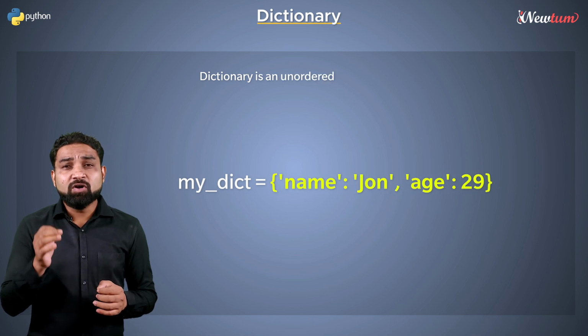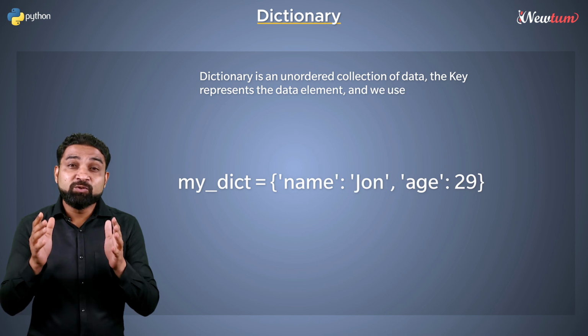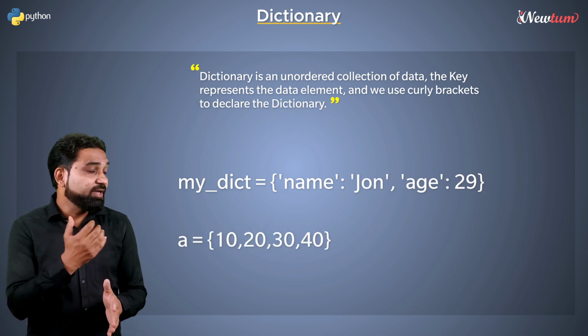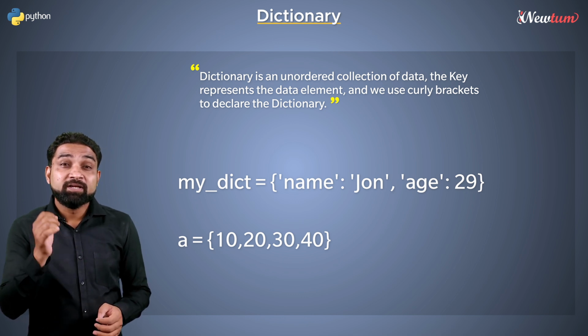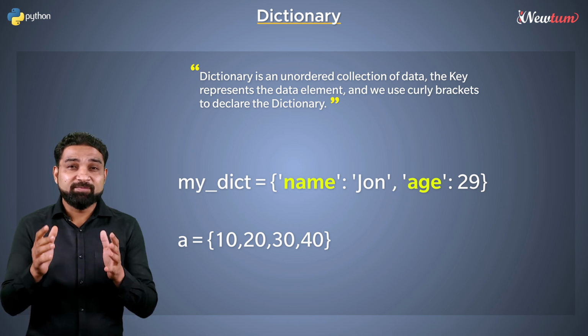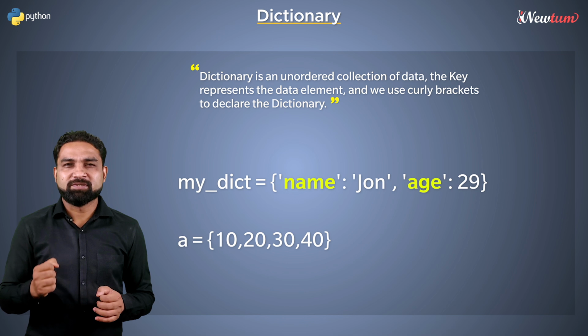Dictionary is an unordered collection of data. The key represents the data element and we use curly brackets to declare a dictionary. Yes, that is very similar to set, but key is the primary differentiating factor. You will understand the concept of key and the definition after we execute some few examples.